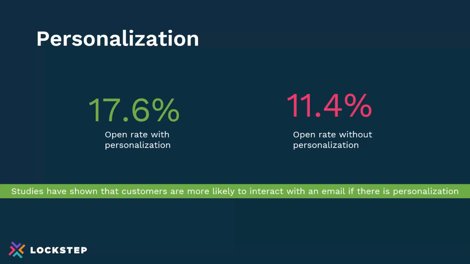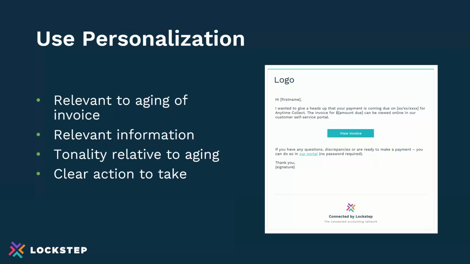Another key factor is really around personalization. When you personalize, the open rates are much higher than when you don't. Studies have shown that customers are much more likely to interact with email if there is personalization in place. And so it's something to think about. And I'll show you just an example of what the key things for personalization are. How does that relate to accounts receivable and collections? Well, one, is it relevant to the aging of the invoice? Are you sending the right message at the right time?